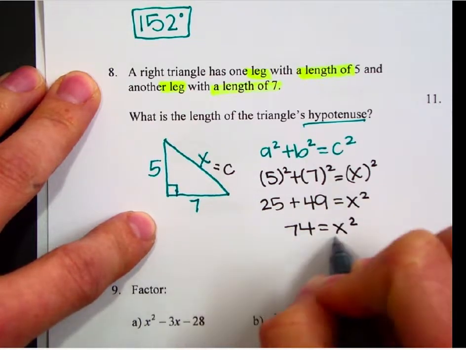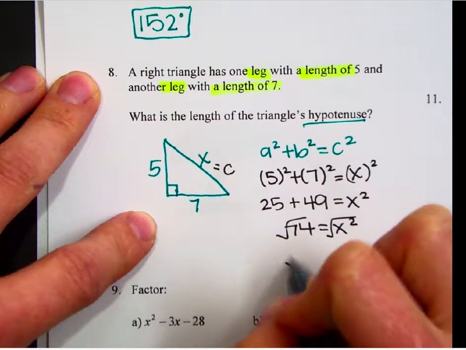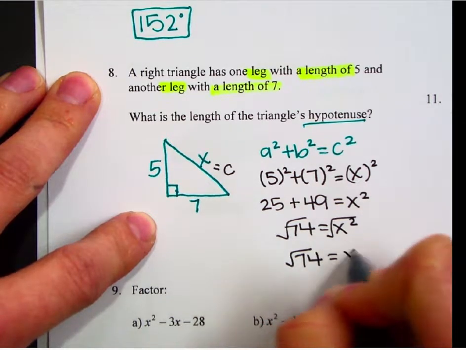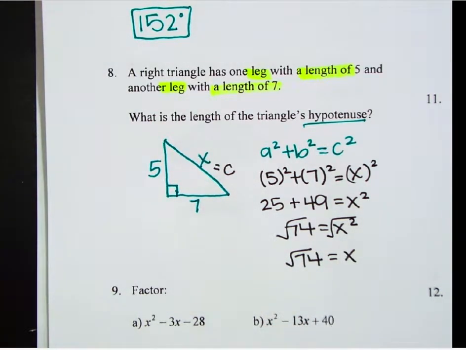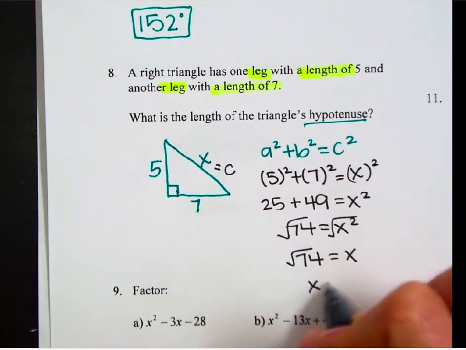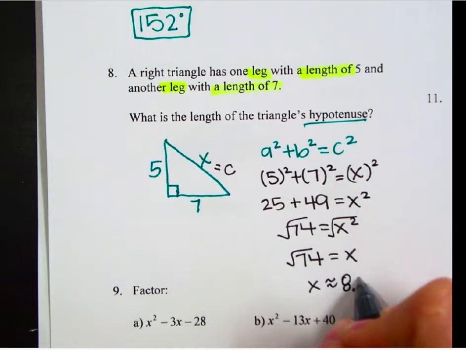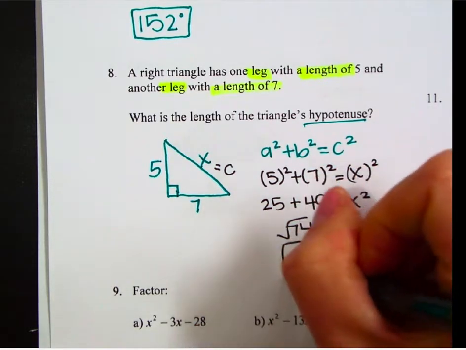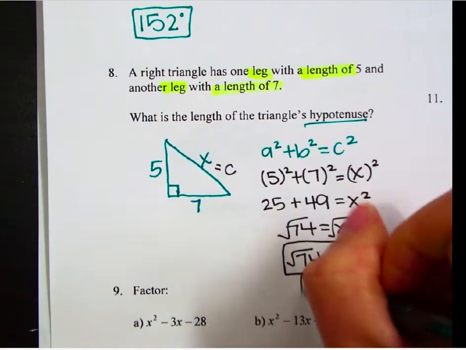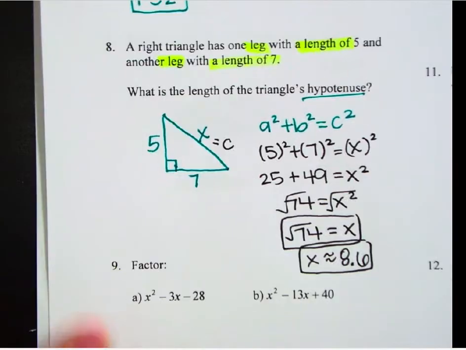And then square rooting, we'll isolate x. We get the square root of 74. If we put that in the calculator, if we're looking for the decimal, this would be about 8.6. But either one of these answers is fine. Again, I put in my calculator the square root of 74. That's how I got about 8.6. I rounded to the tenths place.